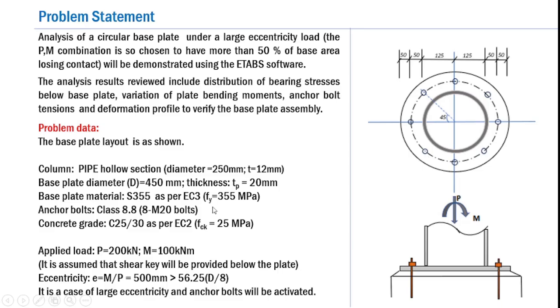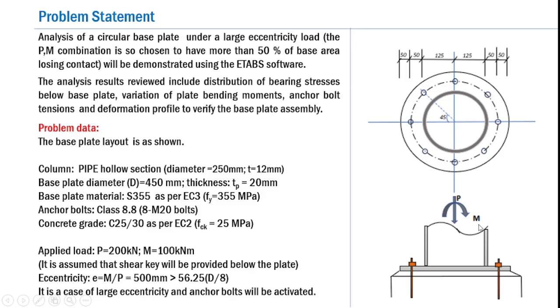The anchor bolts include 8 numbers of M20. The arrangement is shown over here. As you can see, the intermediate anchor bolts are positioned at 45 degrees with respect to the radial axis. The anchor bolts are of class 8.8. The concrete grade is C25/30 as per EC2 with a characteristic cylinder strength of 25 MPa.